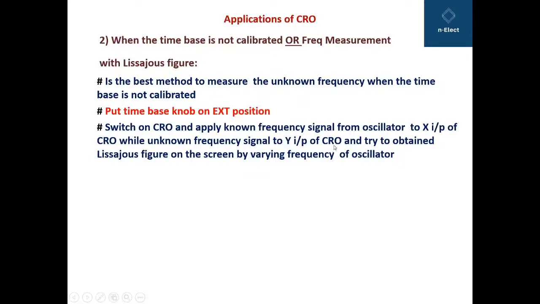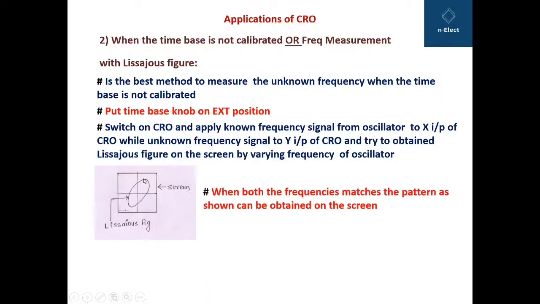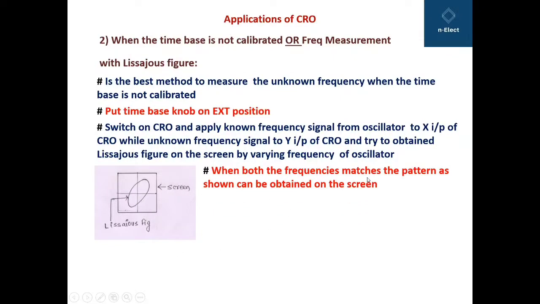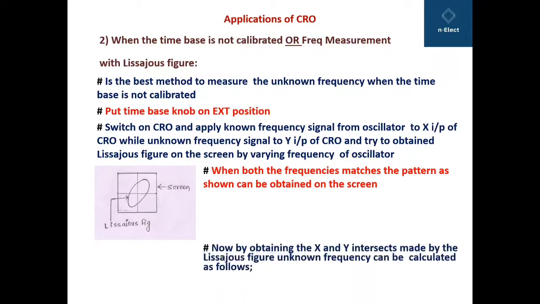It means here two things we have to do. First is, instead of putting the time base knob on internal position, we are putting it on external position. Second thing, we are applying the known frequency signal and unknown frequency signal to X input and Y input of the CRO, and try to obtain the Lissajous figure on the screen by varying the frequency of the oscillator. One time will come when the frequencies will match, you will get this type of pattern on the screen, that is called the Lissajous figure. When both the frequencies match, the pattern as shown can be obtained on the screen.